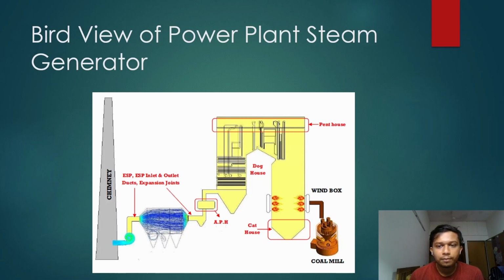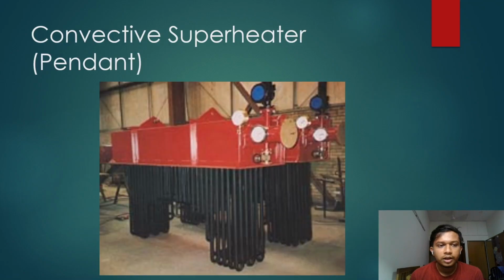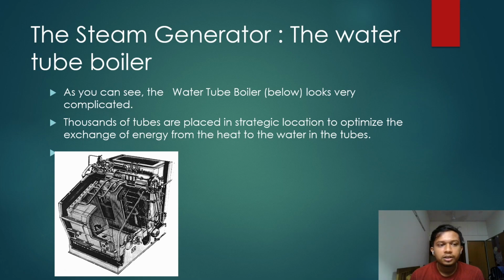Here's the body of the power plant steam generator, as you can see. Then the thermal structure of a subcritical SG, and here's a photo of the superheater pendant. Then the steam generator, the water tube boiler. As you can see, the water tube boiler below looks very complicated.